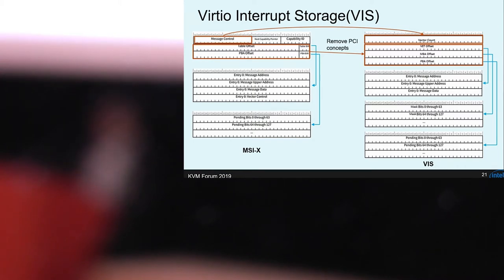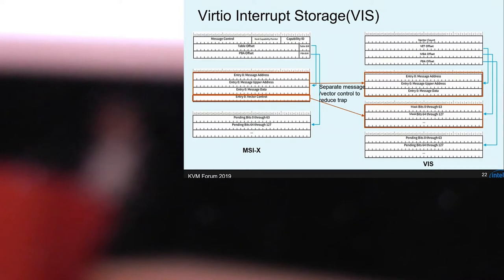For the header structure, we remove things like the capability ID and the next capability ID. We don't actually need that, so we just remove it. And for message control, there's a table size that is useful for us, so we refine it as a vector count. And for the table offset, the PBA offset, the table BIR register and PBA BIR register, those are too PCI specific, so we just use memory offsets instead of that. By using this, we can totally remove the PCI concepts.